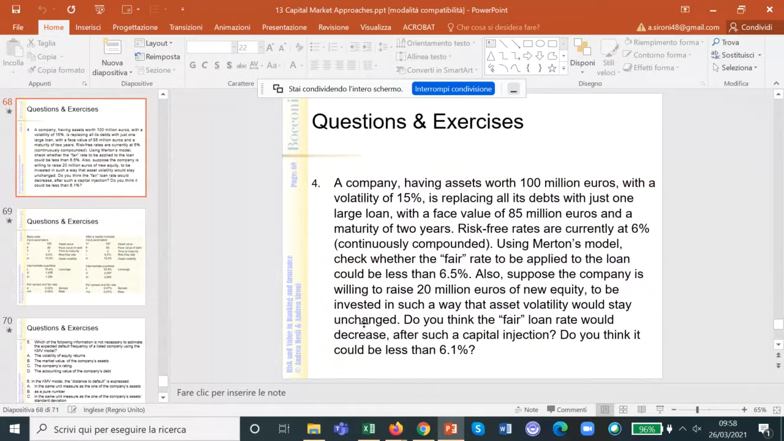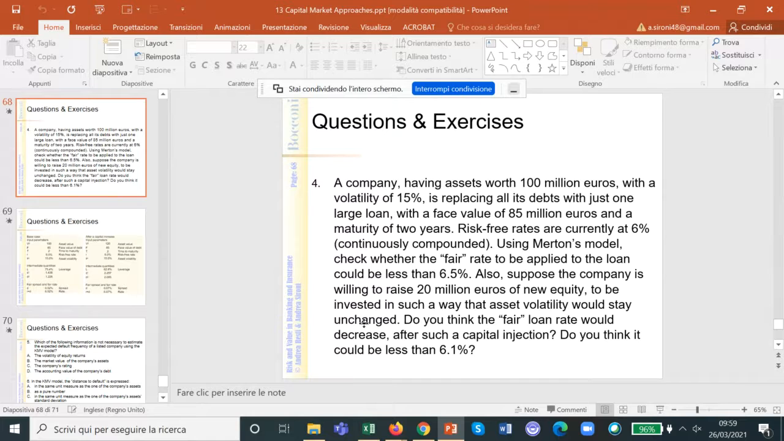A company having assets worth 100 million with a volatility of 15% is replacing all its debt with just one large loan with a face value of 85 million euros and a maturity of 2 years. Risk-free rates are currently at 6%. Using the Merton model, check whether the fair rate to be applied to the loan could be less than 6.5. Also, suppose the company is willing to raise 20 million of new equity to be invested in such a way that asset volatility will stay the same. Do you think the fair loan rate would decrease? Do you think it would be less than 6.1?